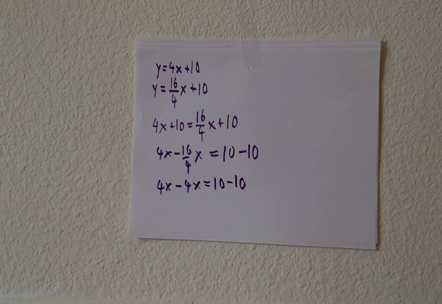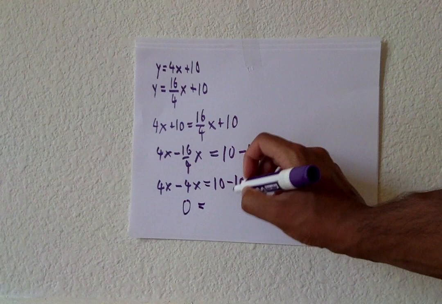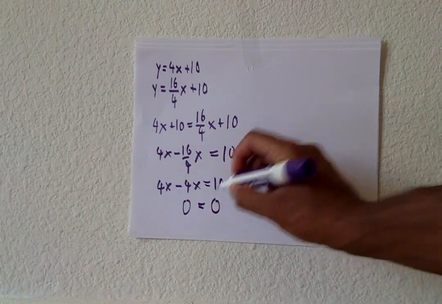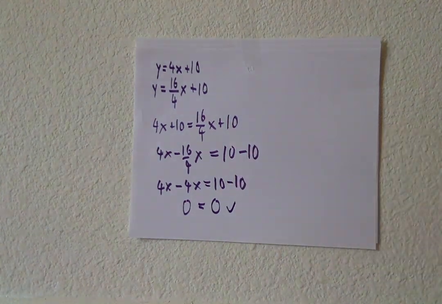Now, if you look at this, this is a pretty straightforward example. It's that 4x minus 4 is equal to 0, and then 10 minus 10 is equal to 0. So this is a true statement. 0 does equal 0. So all that means is that these two lines intersect at all x values. That's all this is proving. So basically it means that these two lines are the same line.